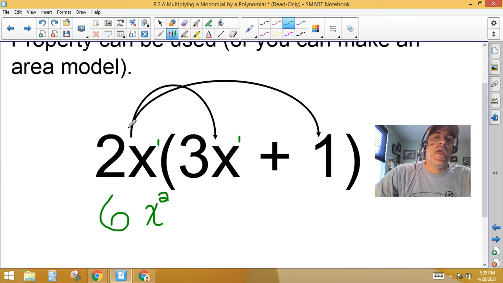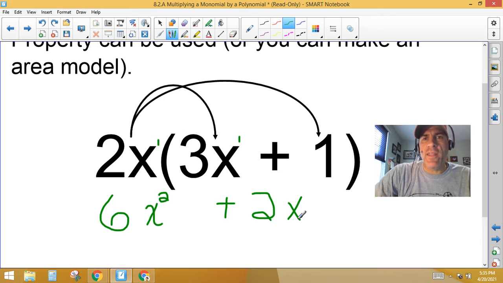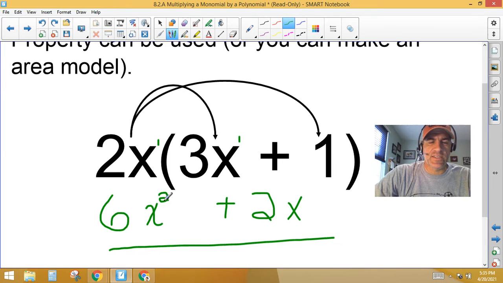And then when I do 2x times 1, anything times 1 will be itself, so that's 2x. So I multiply this monomial by this binomial and I get this binomial here, 6x squared plus 2x. I cannot combine them because this has an x squared and this does not. I'm done.